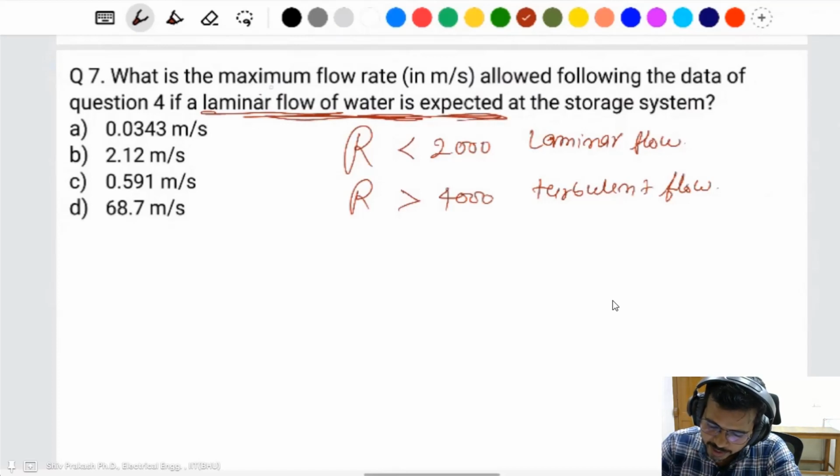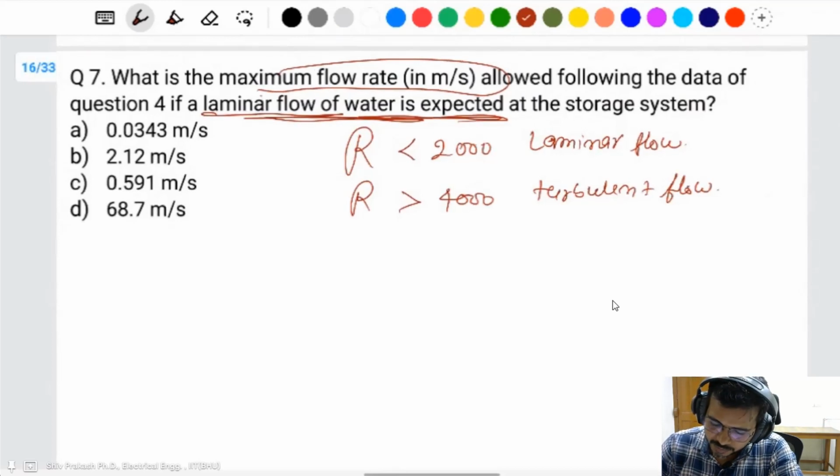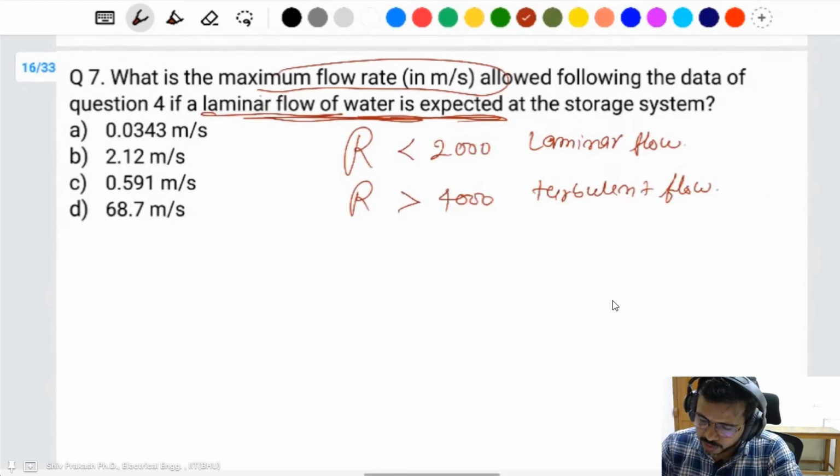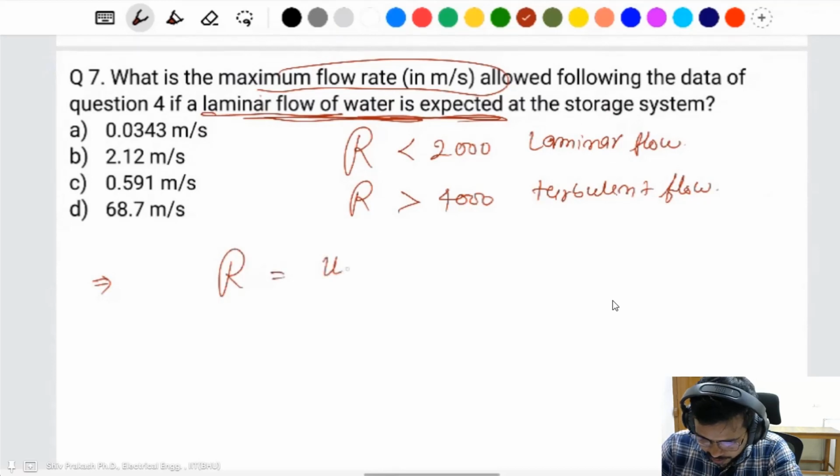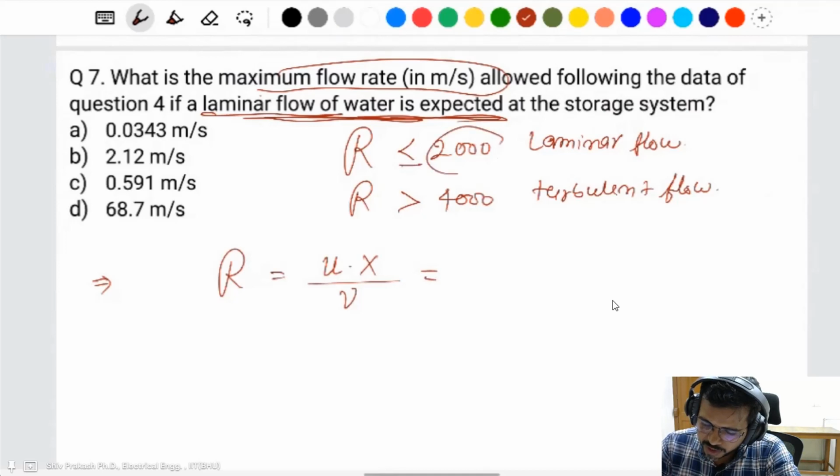Then what is the maximum rate of water flow? Meter per second, it will be the speed, the velocity of the water. The Reynolds number will be velocity of water into diameter, in terms of pipe, divided by viscosity. This is also given in question number 4. This will be a maximum of 2000 only for the expected laminar flow. Give 2000 only.